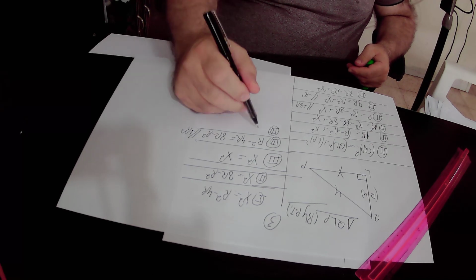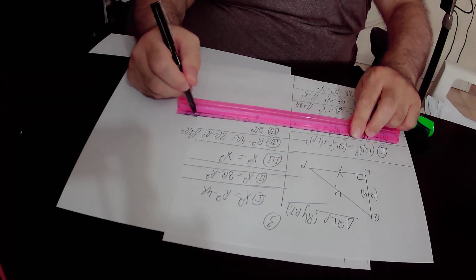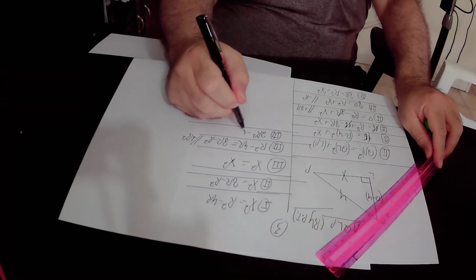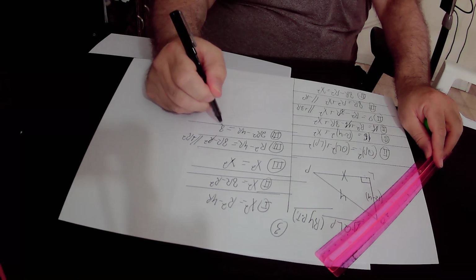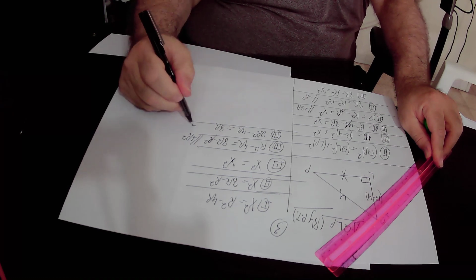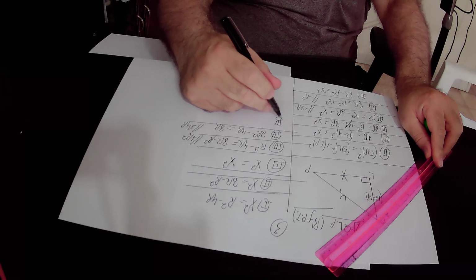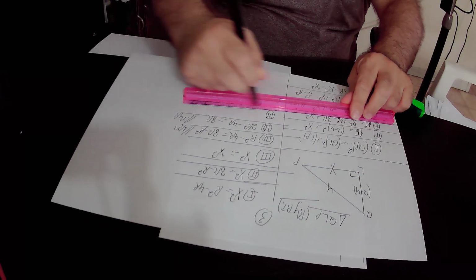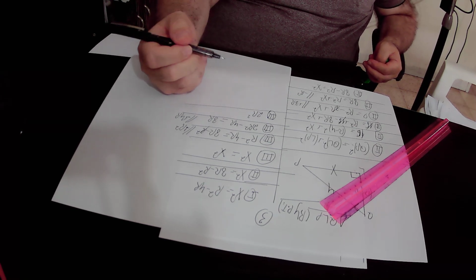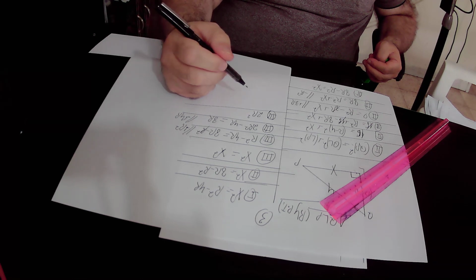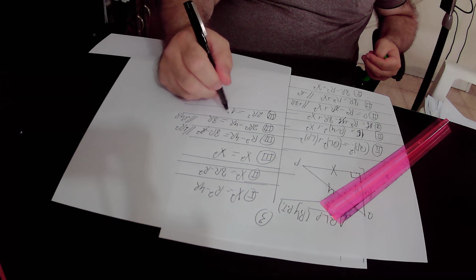R squared plus R squared is 2R squared minus 4R, that is equal to 8R. Here we will add 4R to this equation, equation number 3, and we get that according to equation number 3, 2R squared, 4R minus 4R is 0, that is equal to 8R plus 4R is 12R.